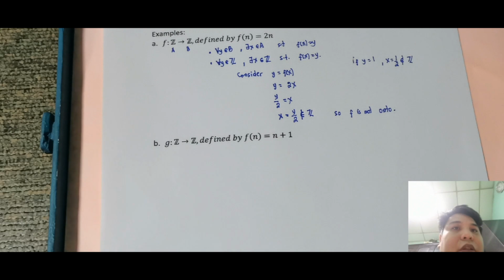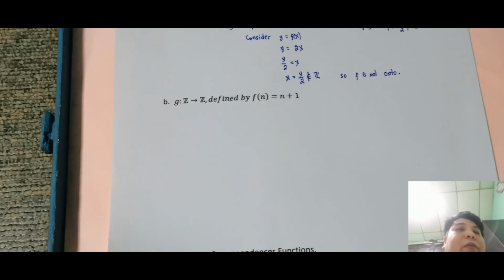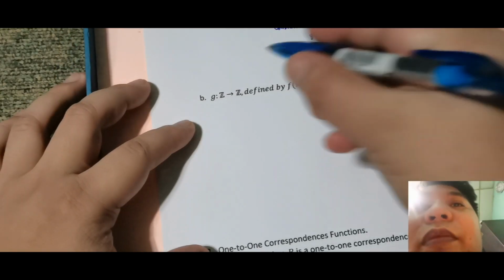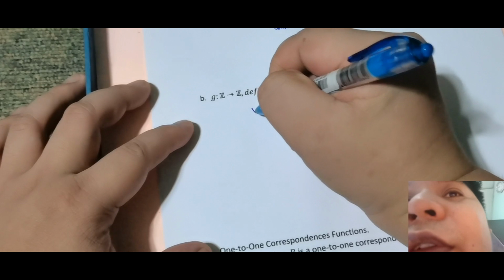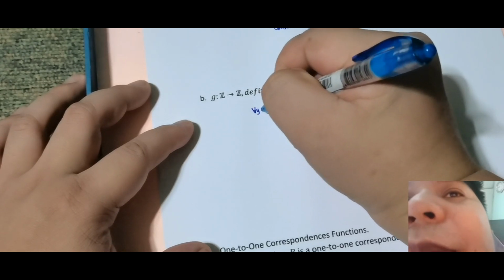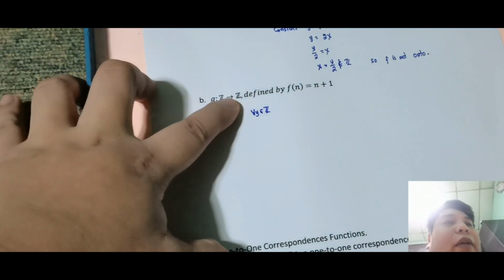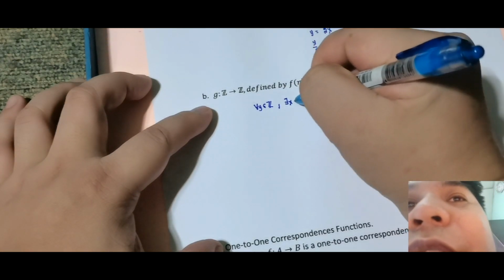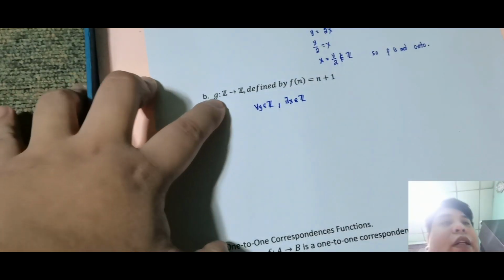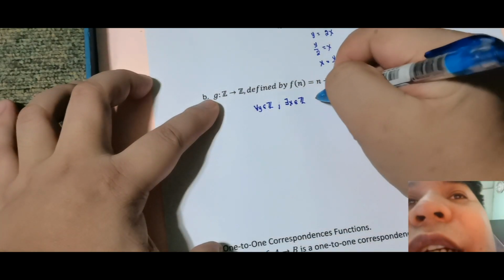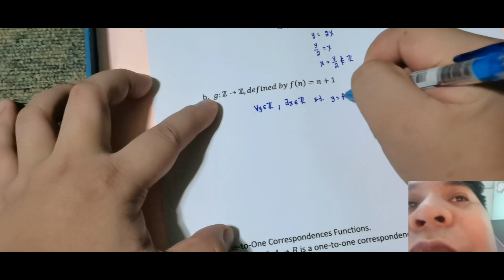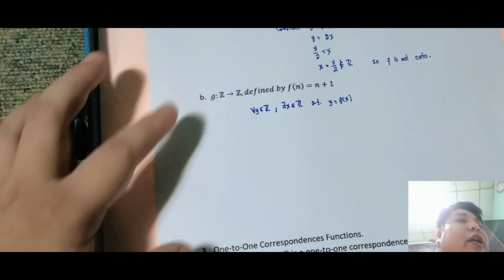Okay, so let's have example letter B. So let g be a function mapping from Z to Z defined by f of n is equal to n plus 1. So ganun ulit, papakita ulit ni sir dito. So for all y, element of integers na, kasi yun yung sa pangalawa, there exists x, element of integers pa rin, kasi yun yung domain, such that y is equal to f of x. Kahit f of x equals to y, okay lang din naman yun.